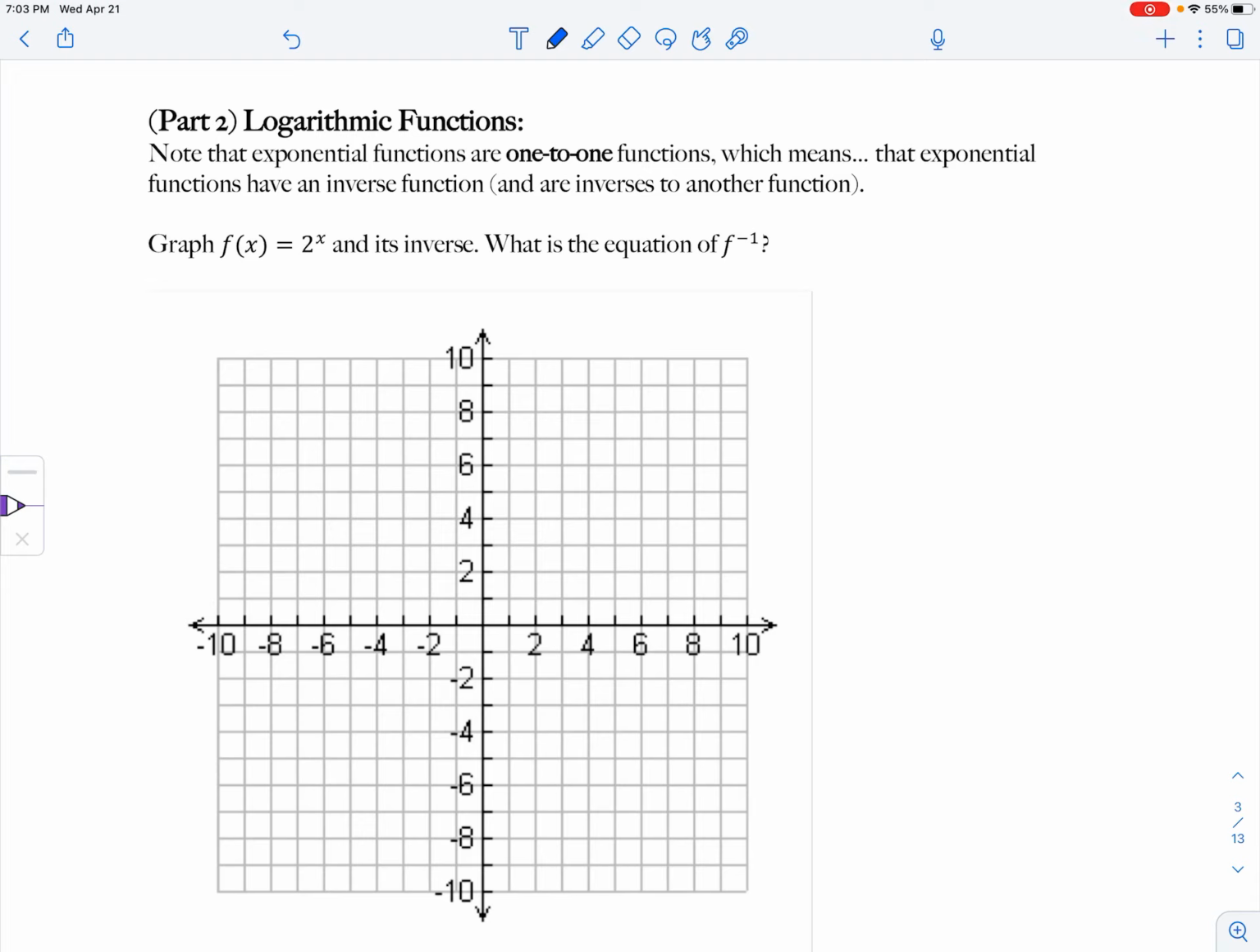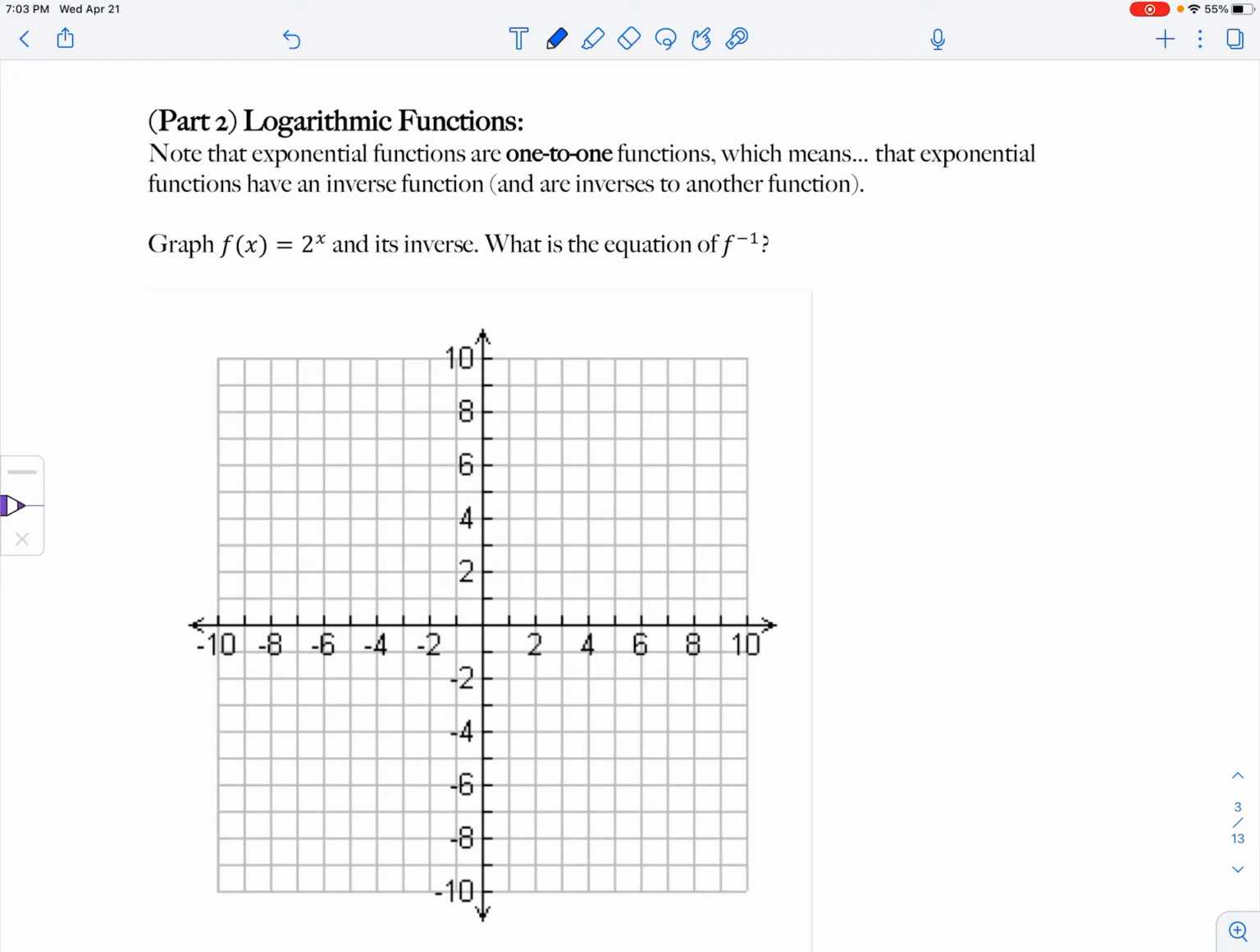They pass both the vertical and the horizontal line test, right? Because the vertical line test means that they are functions, that every input corresponds to exactly one output. And then passing the horizontal line test means that every output corresponds to exactly one input, okay? And you guys should remember that when functions are one-to-one functions, it means that they have an inverse function and they are the inverse of another function. So that means that exponential functions have an inverse function, and actually their inverse are logarithmic functions.